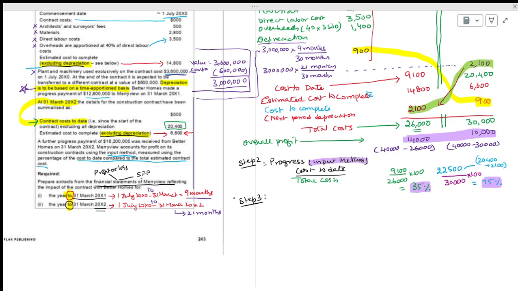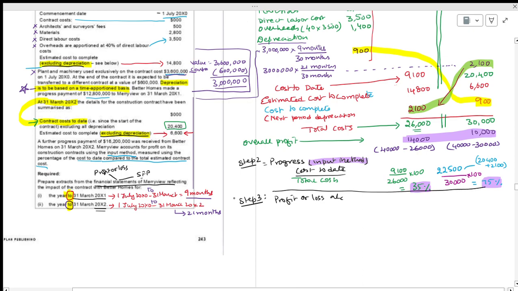Now step 3 is the profit and loss account. Same thing. I will put one dash here so that you will be very clear about what we are doing. Okay. Next.